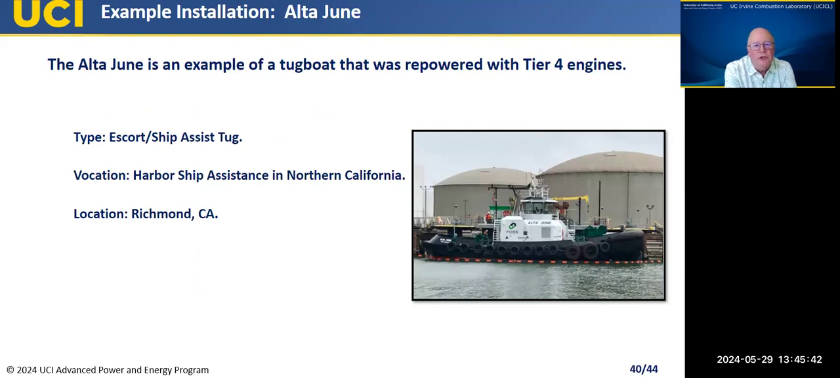So this is Alta June. It's a tugboat example. So it's an escort kind of ship assist tug. There's a picture shown there. Again, a repowering project. So next slide.